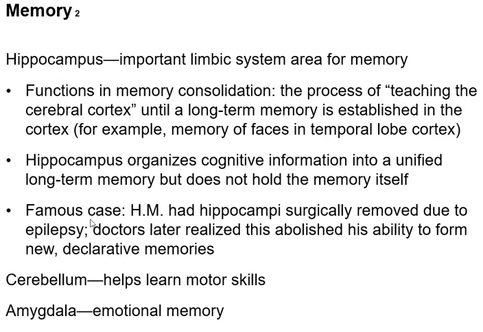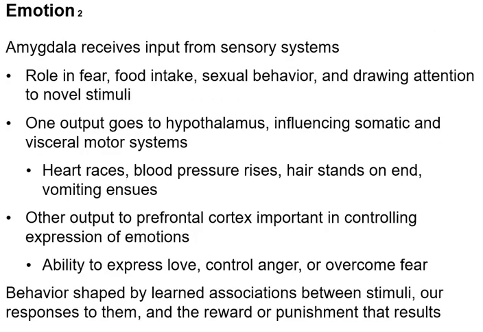For memory, we usually talk about the hippocampus. If you're talking about learning motor skills, like you want to be the best hoop shooter in basketball, then you will store that information in your cerebellum, and your amygdala is your emotional memory.